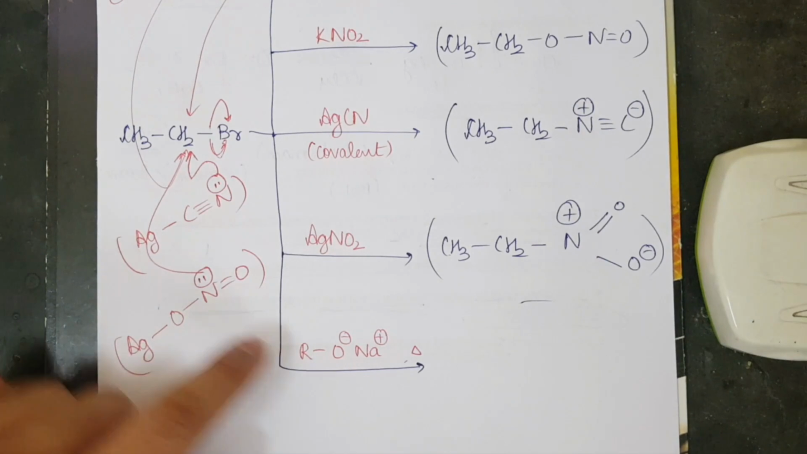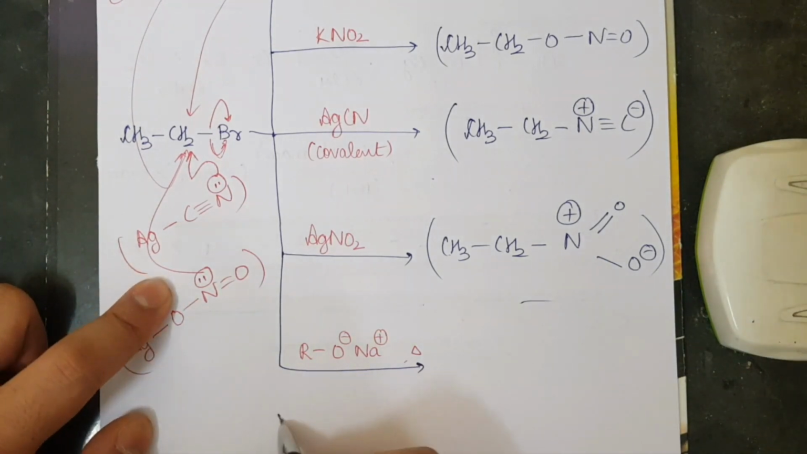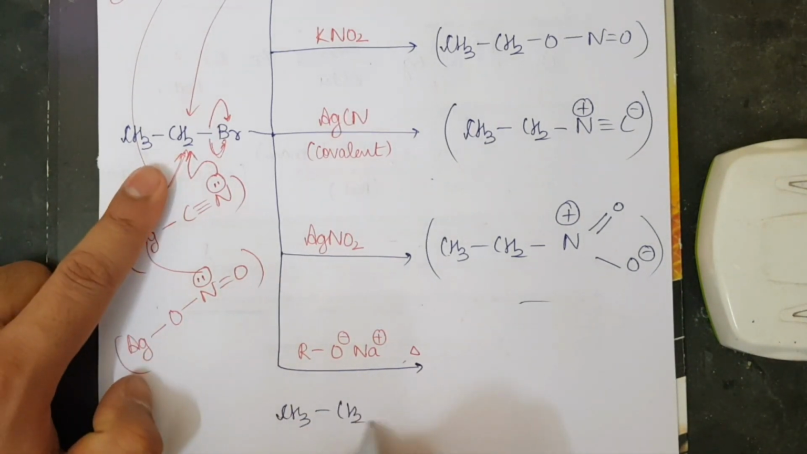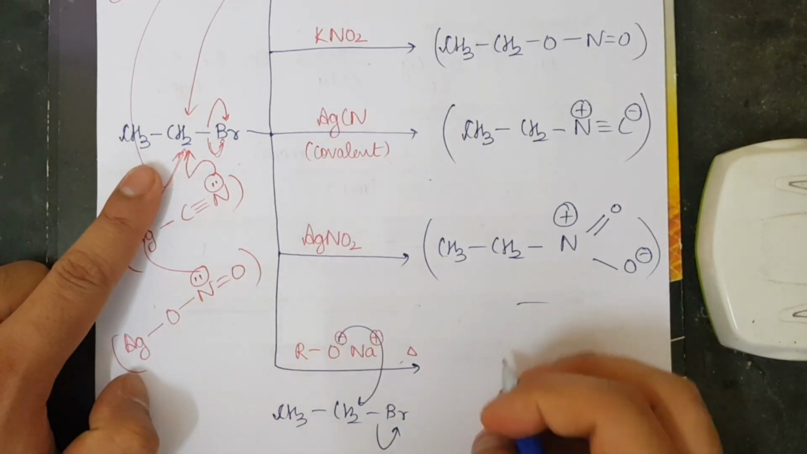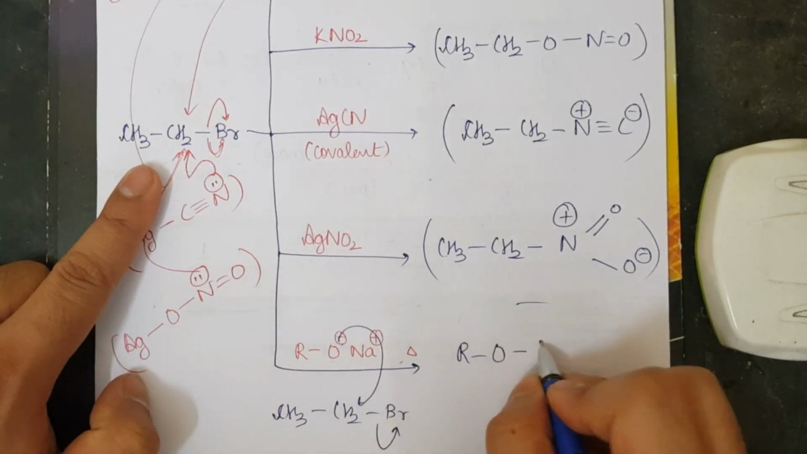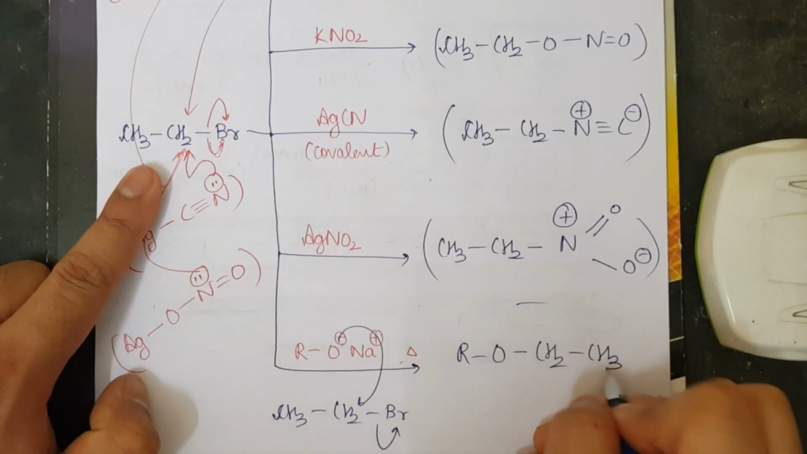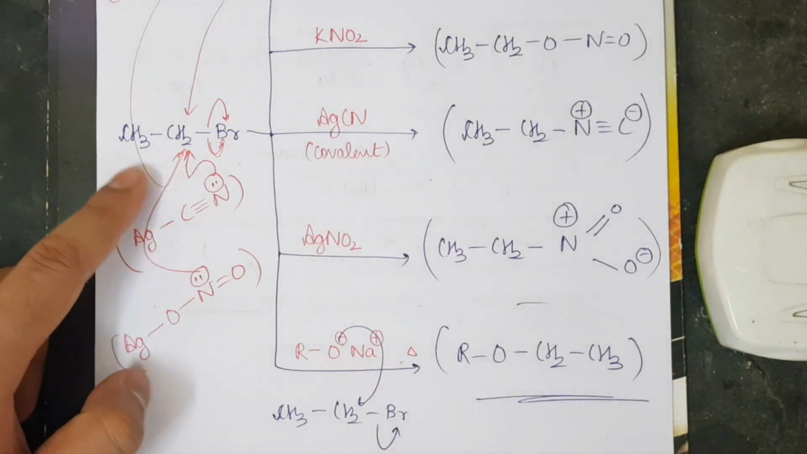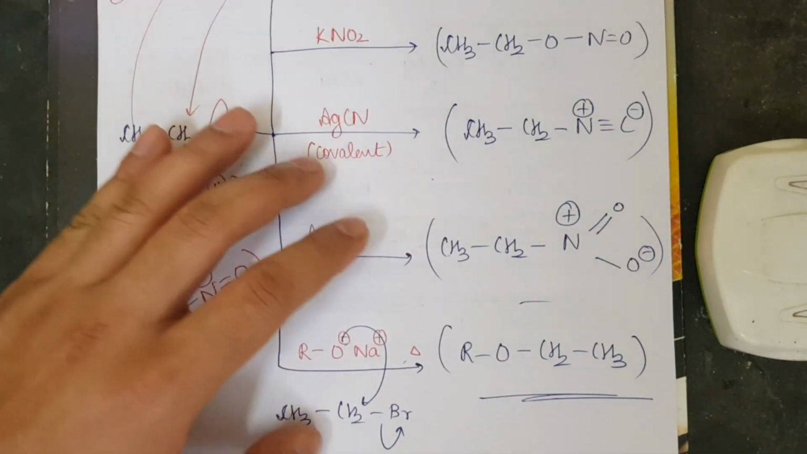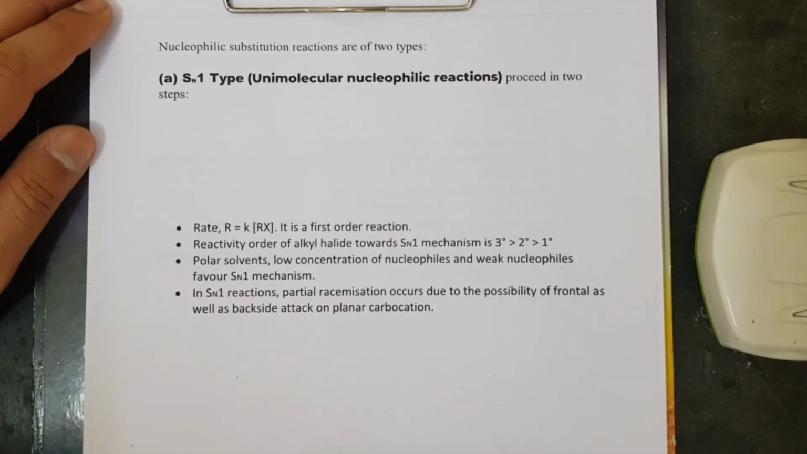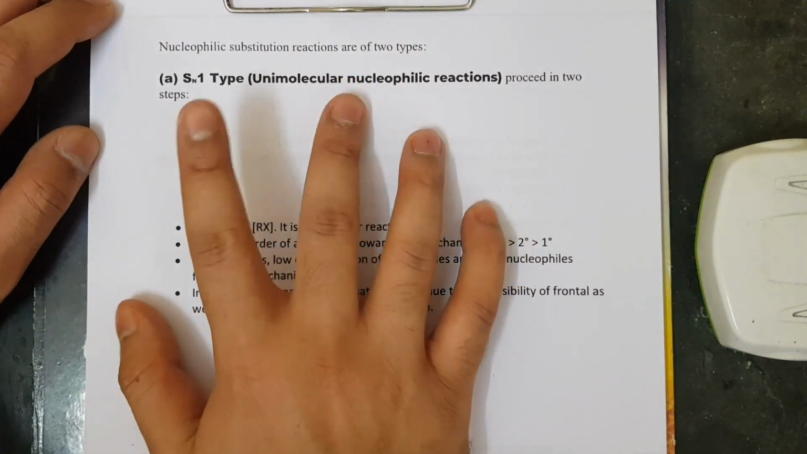Now we have RO minus Na plus. We have CH3, CH2, Br. This minus would go and attack this, taking out Br, giving the formation of RO, CH2, CH3. Also, this is a very important reaction which will be discussed later also, but I hope that these points are clear. Now let us move on to the very important SN1 and SN2 reactions.